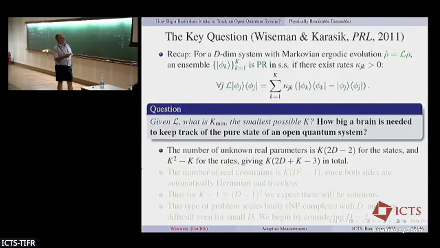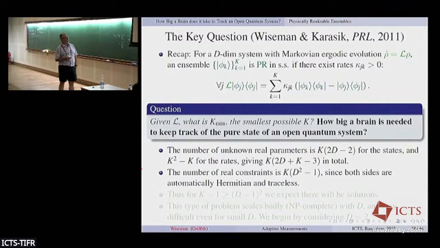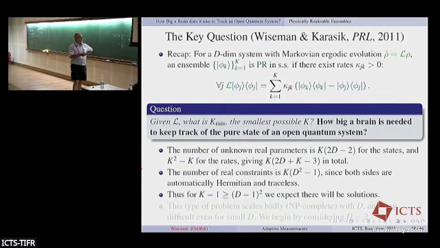If I look at this equation and ask how many constraints it implies, it's k times d squared minus 1, because I've got k equations, one for all j. Each one involves a matrix in Hilbert space, but that matrix is automatically Hermitian and traceless, so that reduces 2d squared to d squared minus 1. When do I have more unknowns than constraints, which is when I'd expect to get solutions? Roughly, for large d, k has to be bigger than d squared.